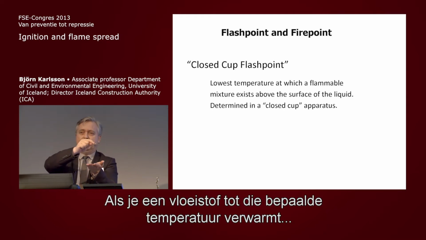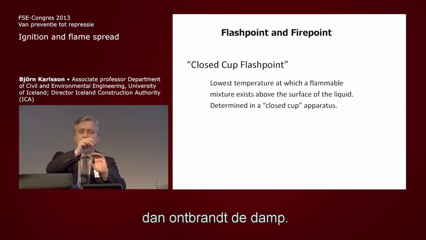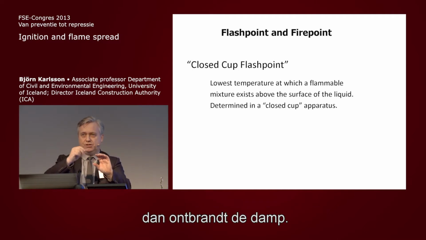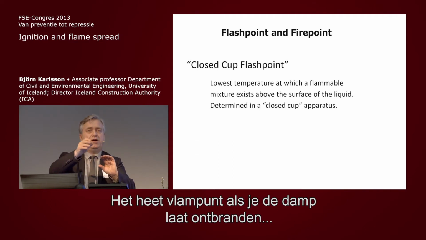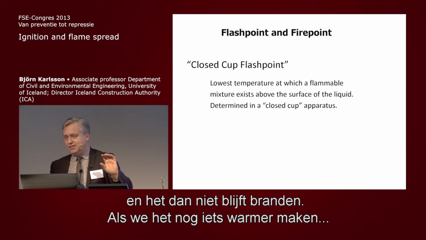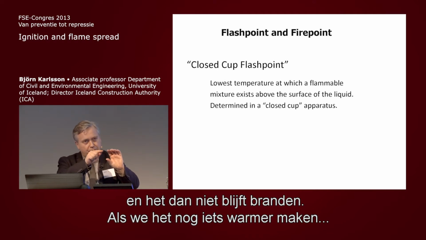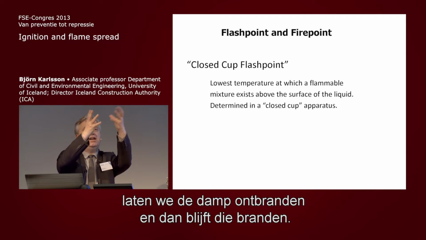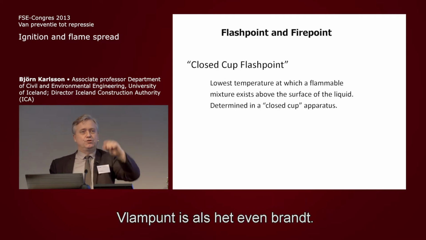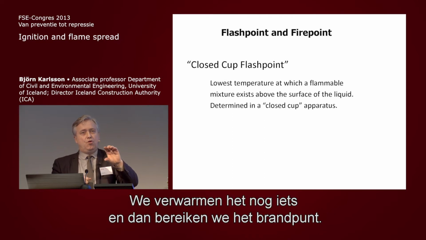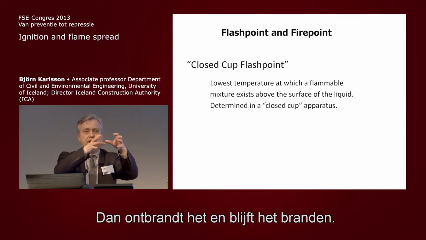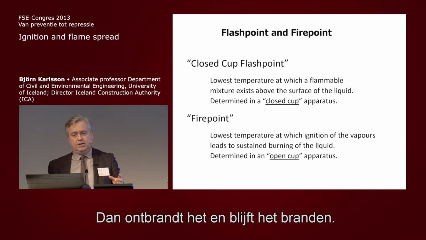It's a certain temperature at which, if you heat the liquid up to this temperature, then it will ignite the vapors. It's called a flash point when you ignite the vapors and it doesn't continue burning. If we heat it up a little bit more, we ignite the vapors and it continues burning. So it's flash point when it flashes like this. We heat it up a little bit more, and then we get to what's called the fire point. That's when it ignites and it continues to burn.